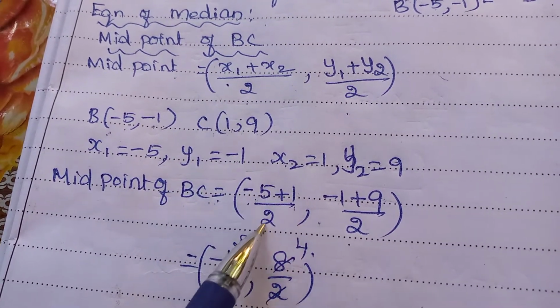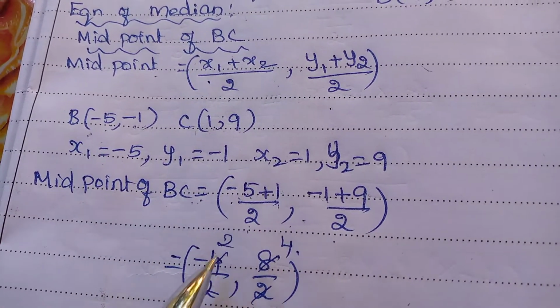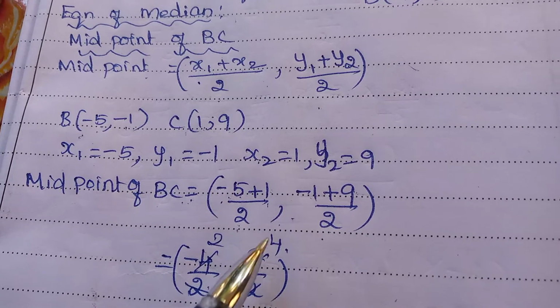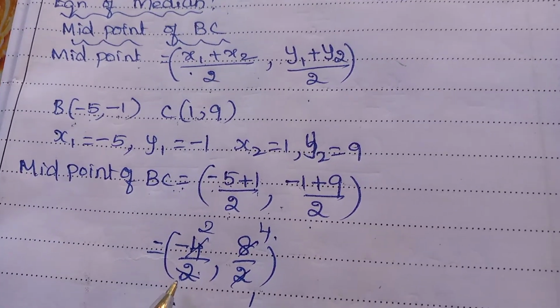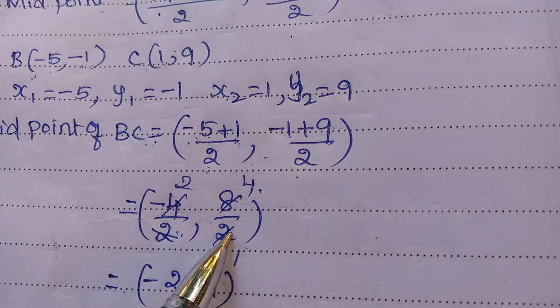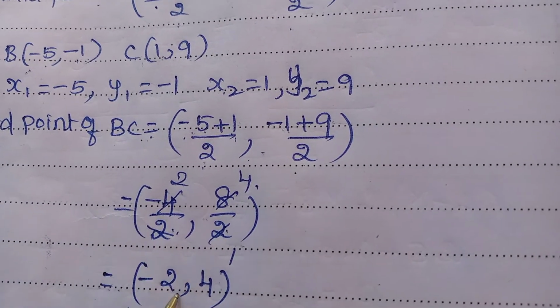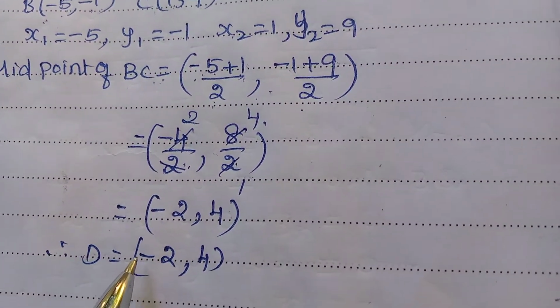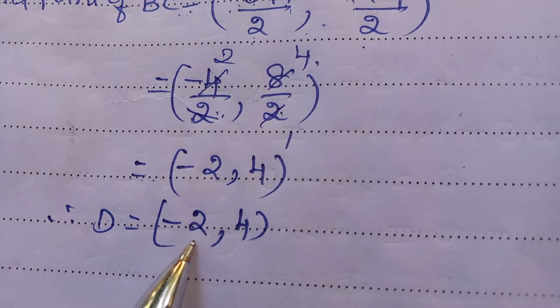Let us substitute. Midpoint of BC equals (x1 plus x2 by 2, y1 plus y2 by 2). Minus 5 plus 1 is minus 4 divided by 2, comma, minus 1 plus 9 is 8 by 2. Let's divide using the 2 table: 2 twos are 4, 4 twos are 8. So we have minus 2 comma 4. Therefore the midpoint of BC, that is D, is equal to minus 2 comma 4.